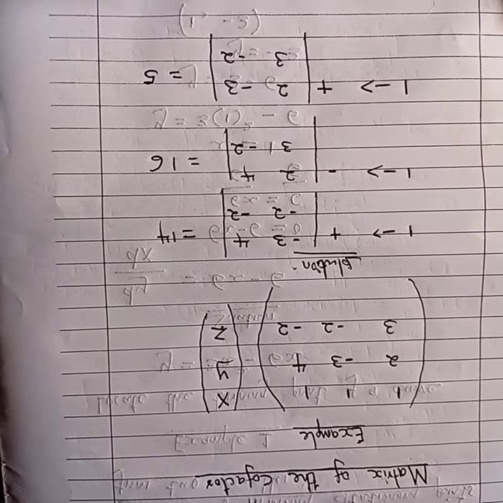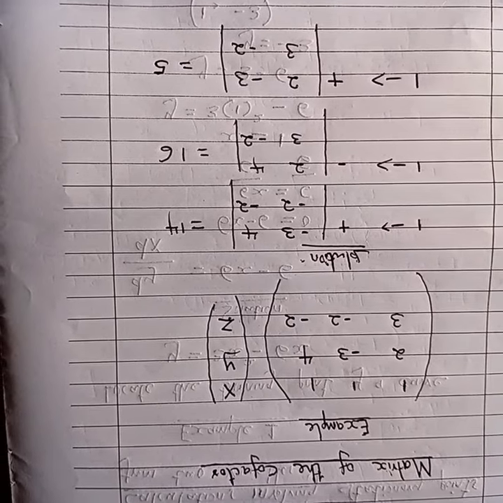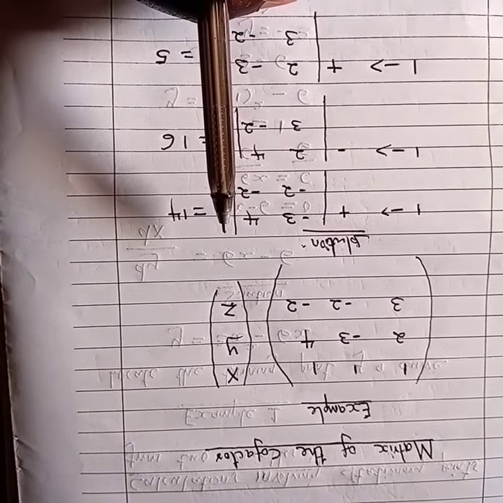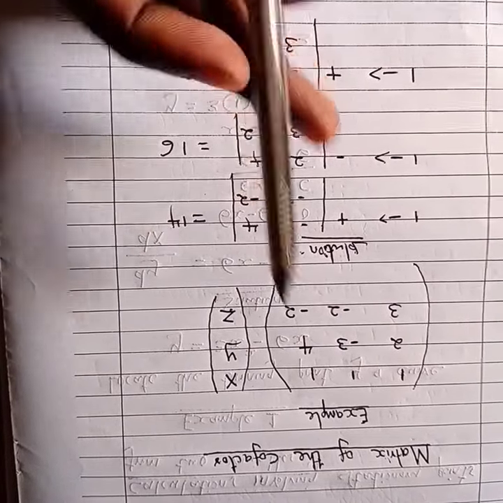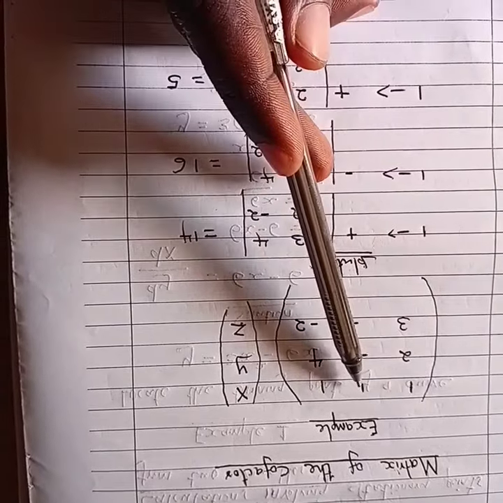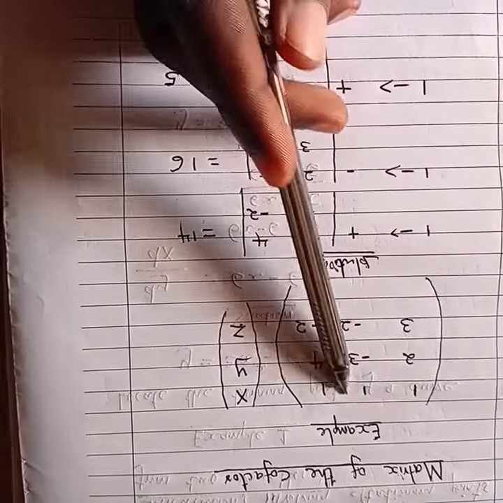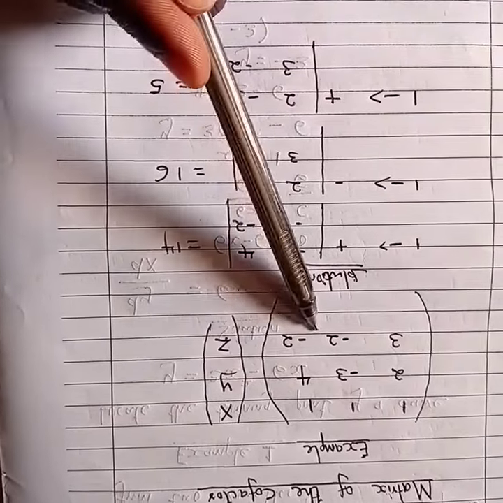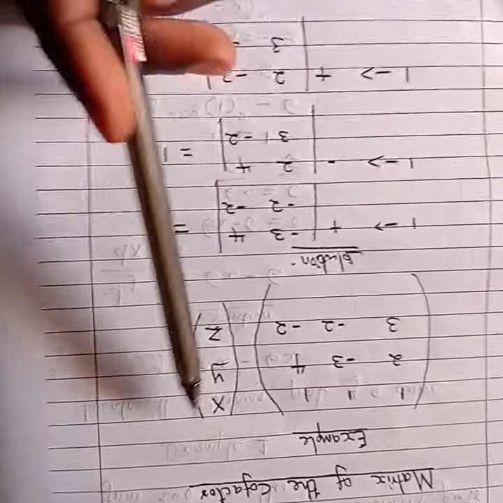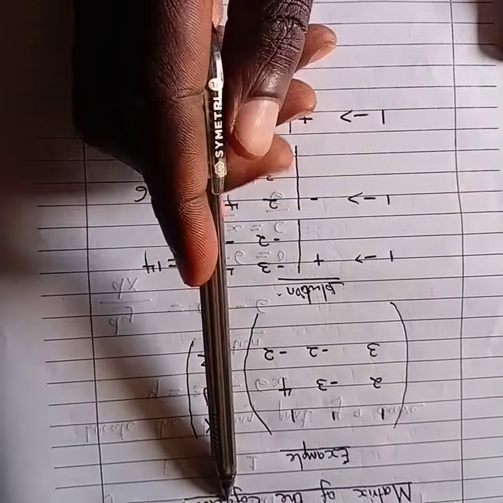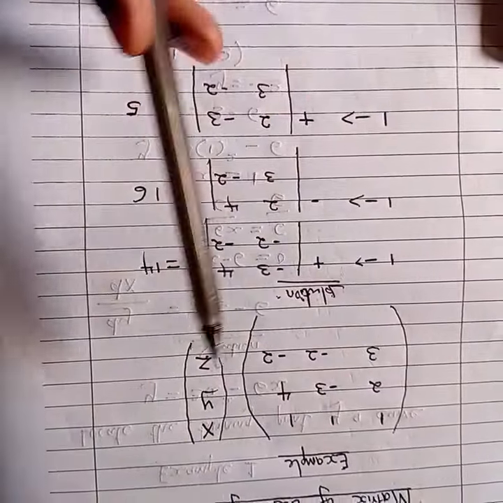Hello viewers, in this lesson we're going to learn about the matrix of cofactors. How do you find the cofactor of a matrix? In an example, you're given the matrix 1, 2, 3, 1, negative 2, negative 2, 1, 4, negative 2, multiplied by x, y, and z. So how do you find the cofactor of the given matrix here?